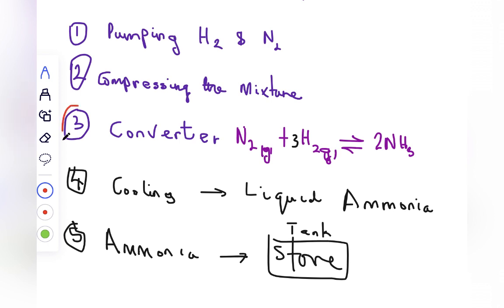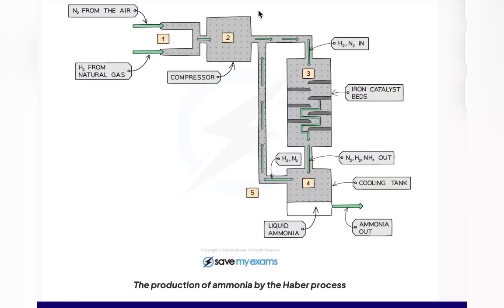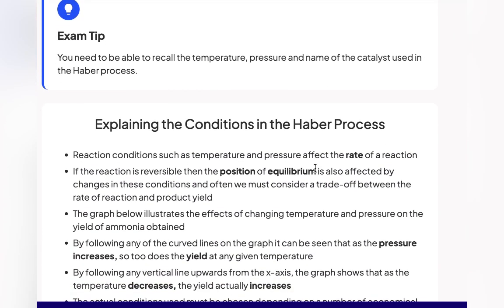Why? Because only 15% ammonia is produced from this process. So the remaining 85% of the hydrogen and nitrogen are again sent back to the converter through this pipe to join the converter to produce ammonia again, and the ammonia is cooled and taken out, the remaining hydrogen and nitrogen sent back again to the converter, so it's a continuous process. So this is the industrial manufacture of ammonia.